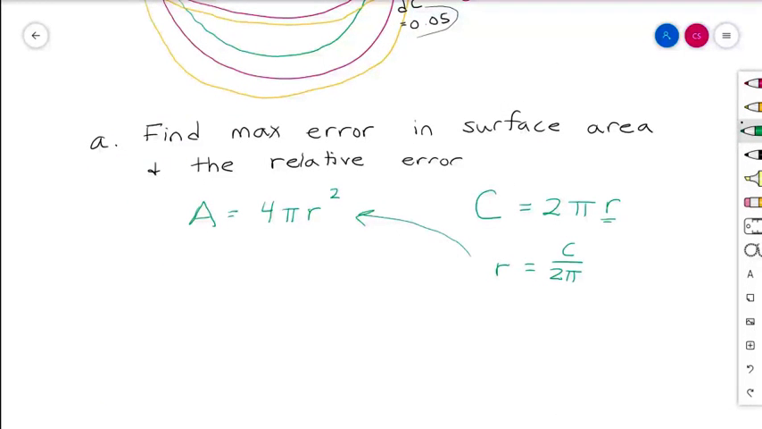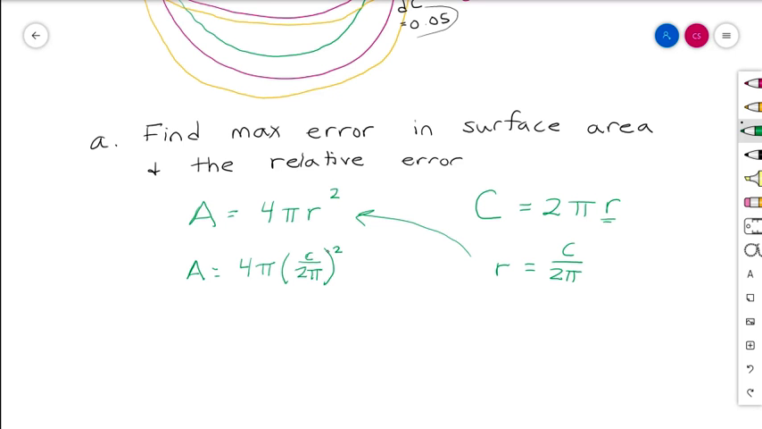Okay, so we can make the area a function of the circumference by solving our circumference formula for R. The reason we're doing this is because we have information about the circumference, but we don't have information about R. Okay, let's clean this up a little bit.